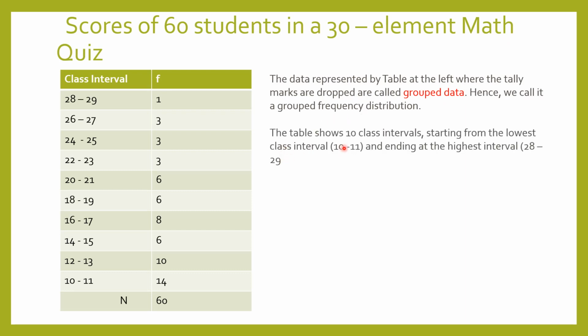The table shows 10 class intervals. So we have 1, 2, 3, 4, 5, 6, 7, 8, 9, 10 class intervals, from 10 to 11, and the highest interval is 28 to 29. The class intervals are not overlapping so that no single item can fall into two classes.